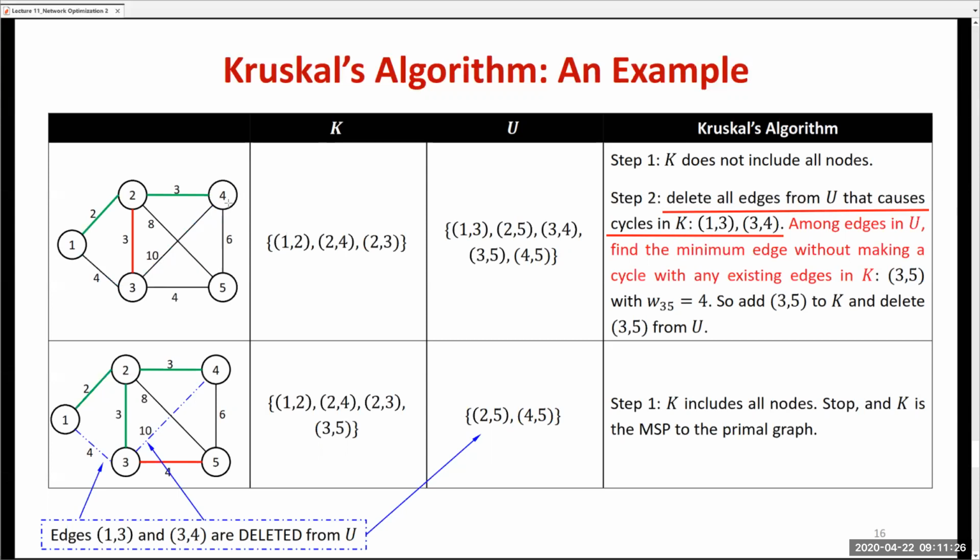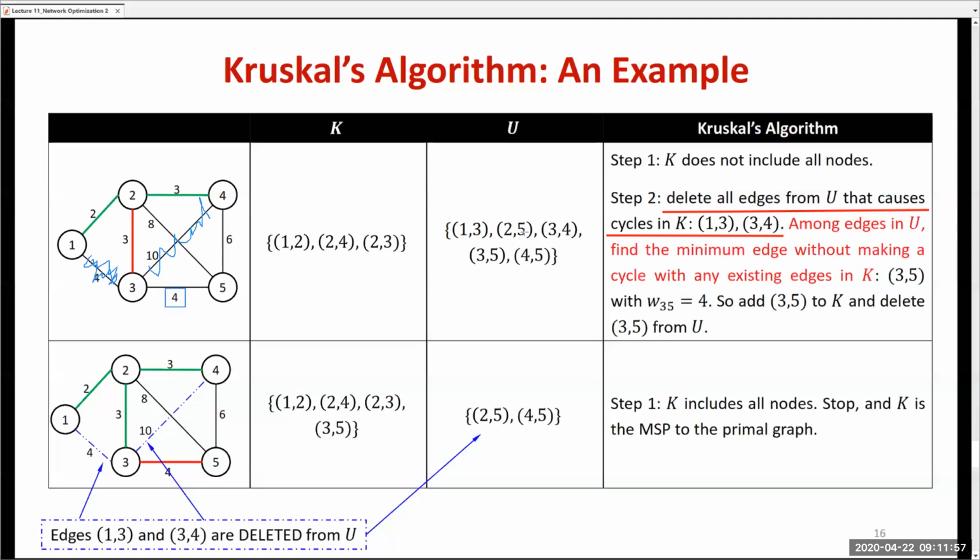Let me see, can I draw something interesting? Let's see, looks not. Okay, let me directly draw it by hand. So let me use this color. In the very beginning, I'm going to delete this edge, and also delete this edge. Okay, these two edges are going to be deleted. Now, among the edges left in U, I'm going to choose the minimum weight. And clearly, you're going to choose this one, 3, 5. 3, 5 is going to be the minimum weight.